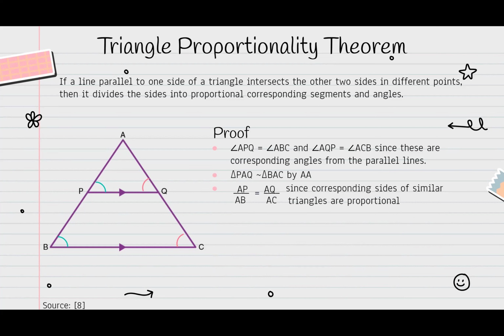From those two triangles being similar, we can then say that side AP over AB is proportional to side AQ over AC, since the corresponding sides of similar triangles are proportional. Due to all of that, in another way of saying it, PA over BA equals QA over CA.